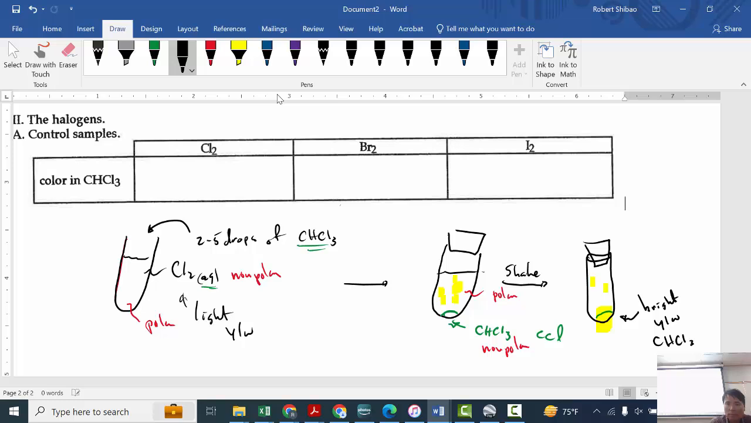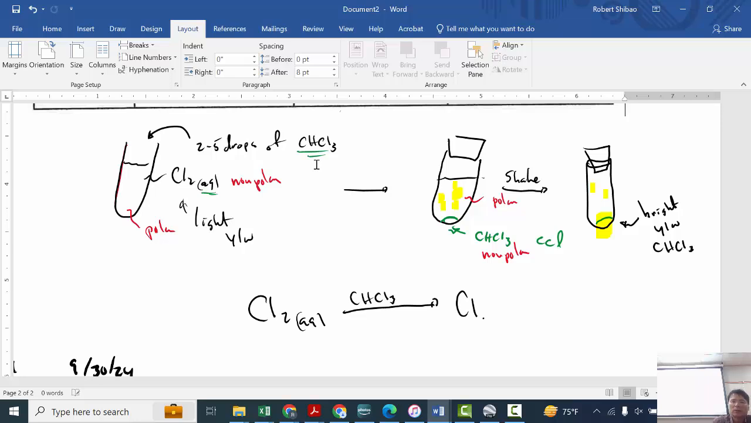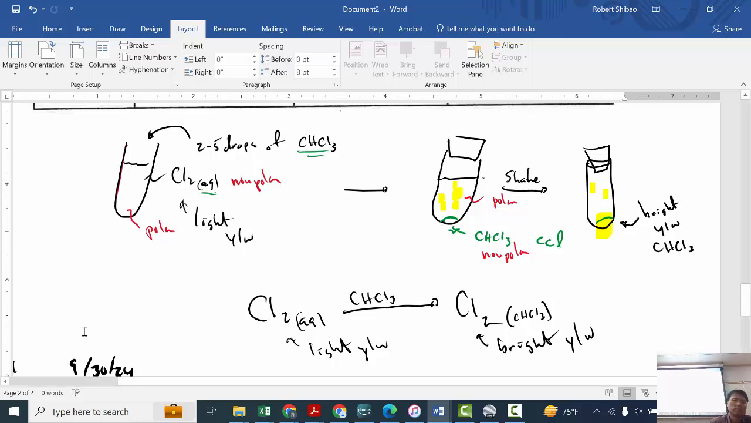Hopefully we concentrate enough to get a bright yellow chloroform layer. So this is called a solvent extraction. Basically, we're taking chlorine from the aqueous phase and transferring it to the chloroform phase. So we get chlorine in chloroform. Here it's a light yellow. Over here it's a bright yellow. This is not a chemical reaction. This is a physical extraction.